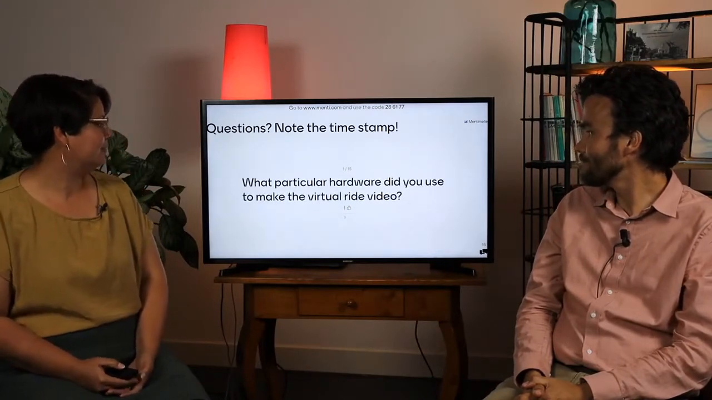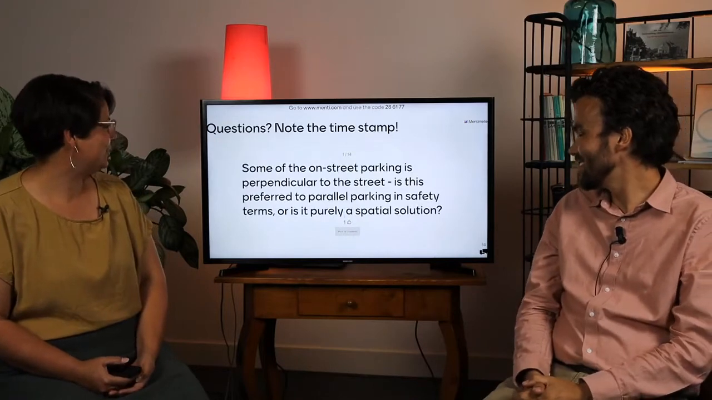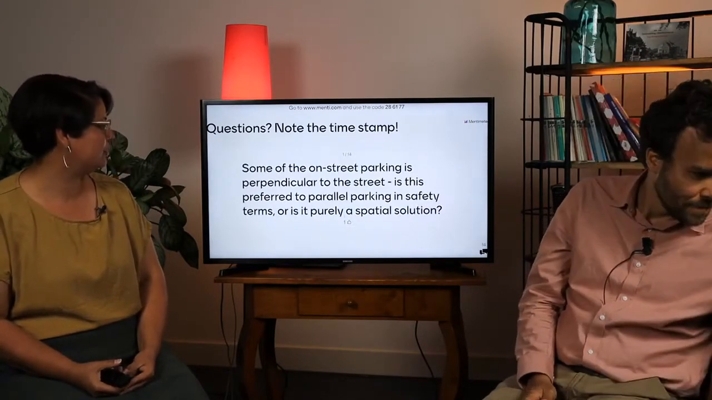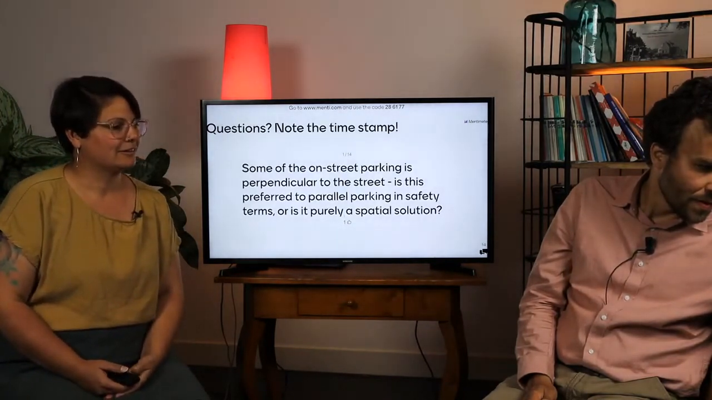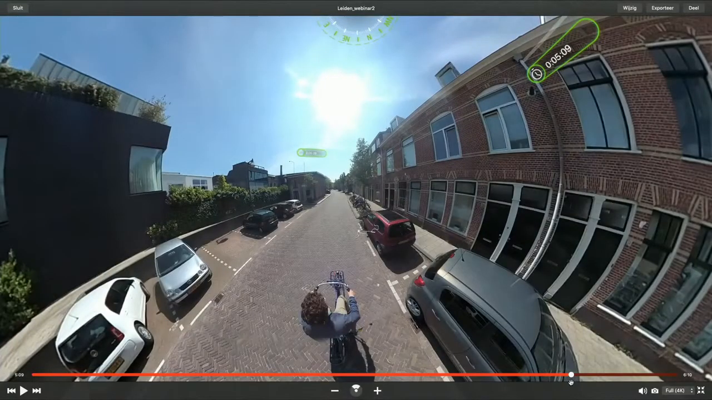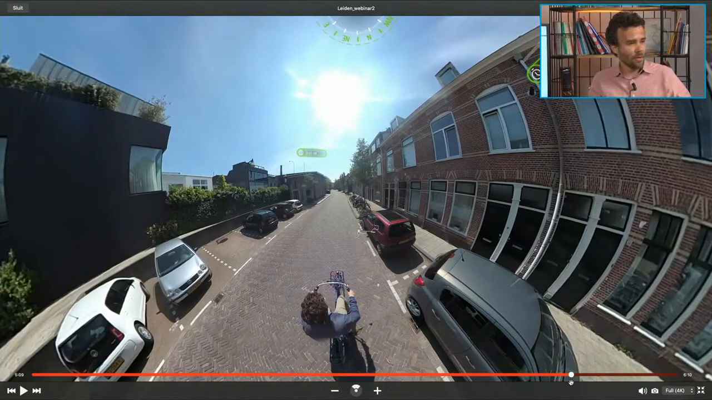So we've already answered that question. Good. Some of the on-street parking is perpendicular to the street. Is this preferred to parallel in terms of safety, or is it purely a spatial solution? You should be able to see here, we have a nice example of both, perpendicular on the left, parallel on the right. From a safety perspective, you would want to have parallel, which is much safer because you can see a lot better if somebody's coming up behind you or in front of you. At 90 degrees, especially if you go front in, back out, it is very hard to see. So in this case, it's a spatial consideration, and that's not done for safety, because we still often have quite stringent parking requirements in these types of developments.